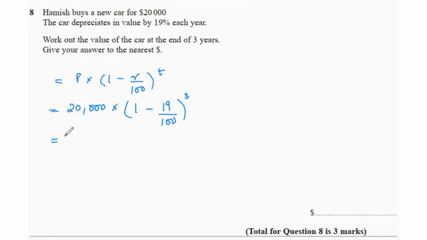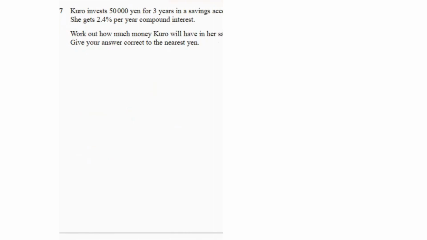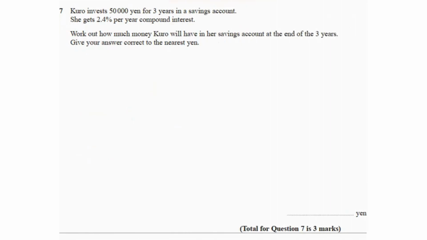That gives us 10,628.82. Give your answer correct to the nearest dollar. So that's going to be 10,629. That's your answer. Then question 7 says, Kuru invests 50,000 yen for 3 years in a savings account.